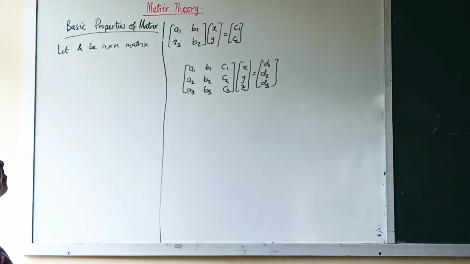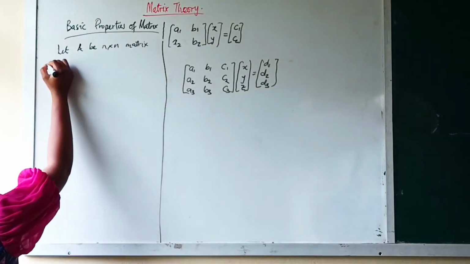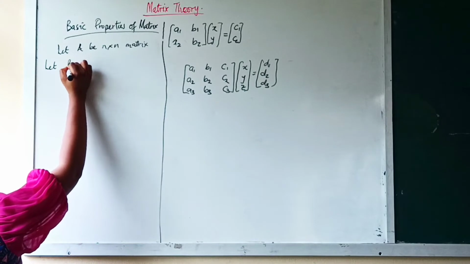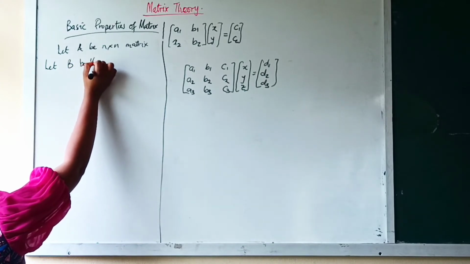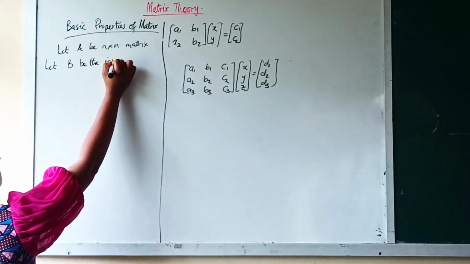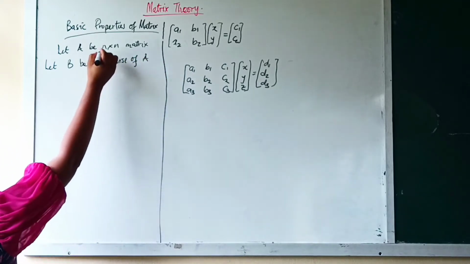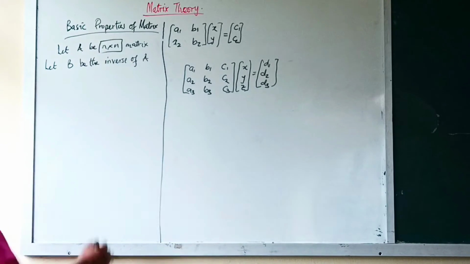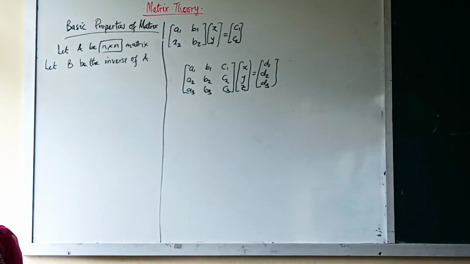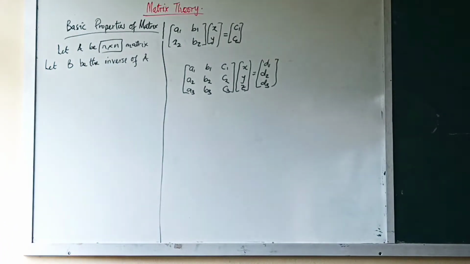Let A be an n by n matrix. Let B be the inverse of A. First of all, observe that A is a square matrix. We only talk about inverse when it is a square matrix. If they give you a matrix that is not square and say find the inverse of that matrix, you say it does not exist. Simple.